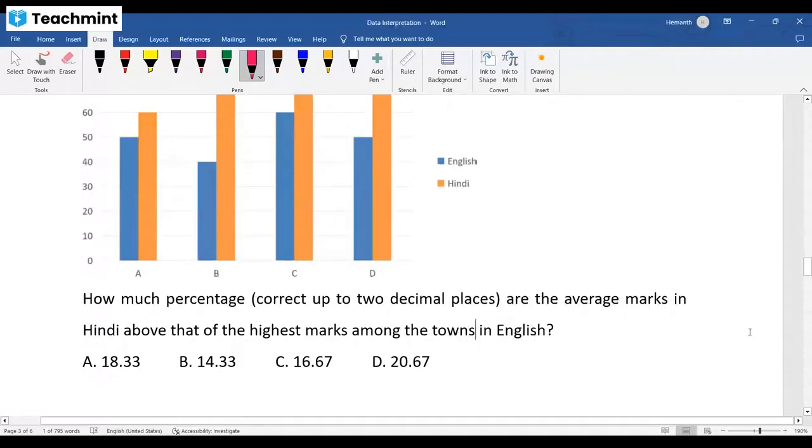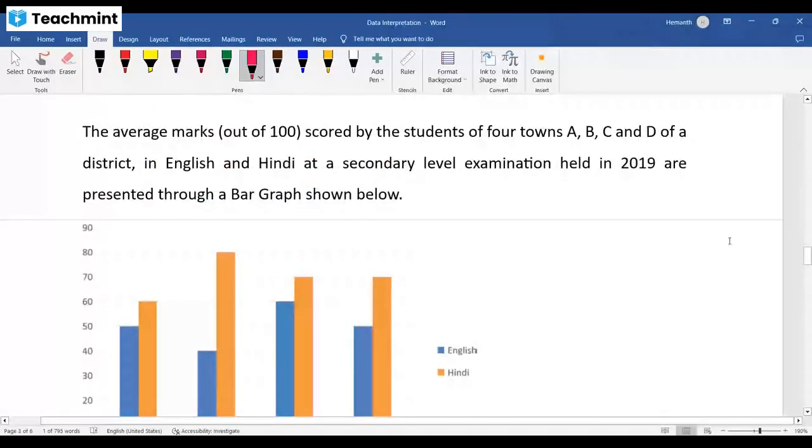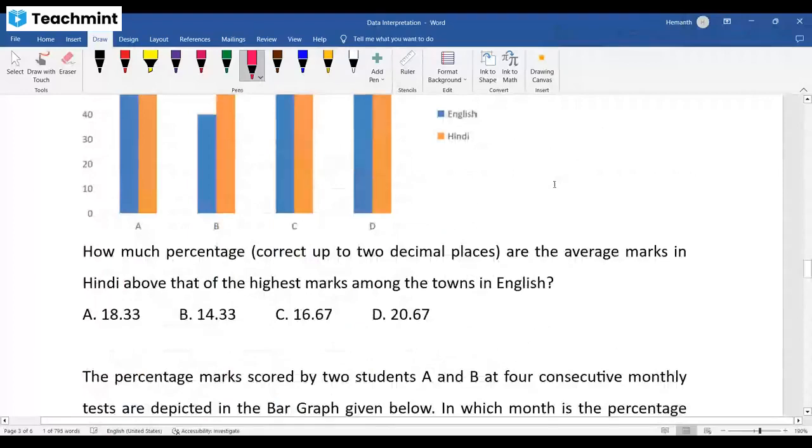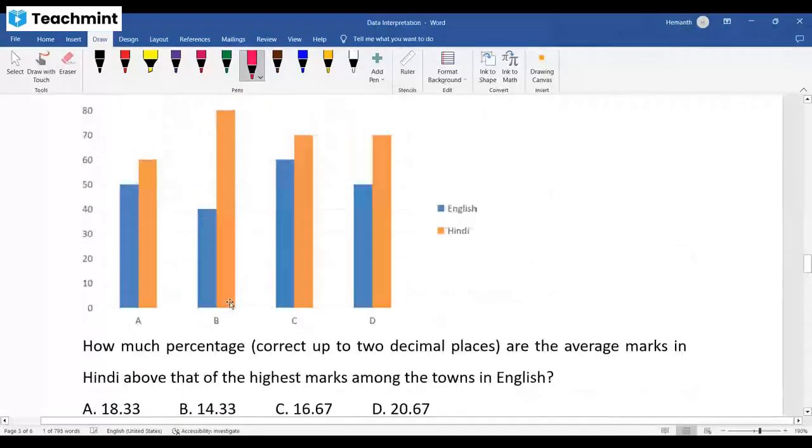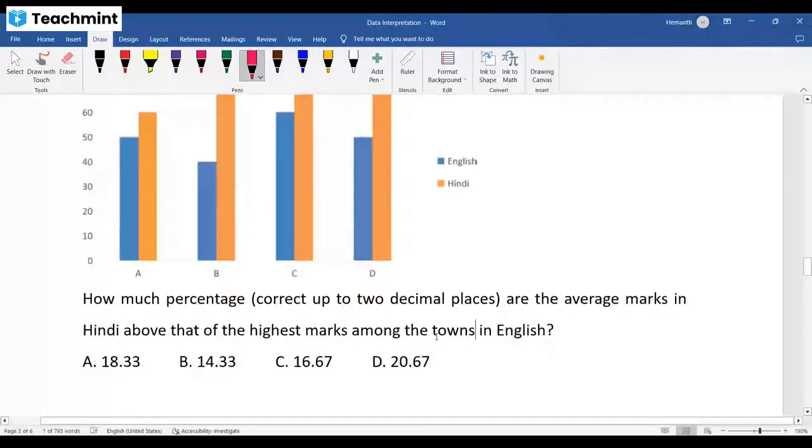Highest marks among the towns in English. No, it's not like towns. It may be some spelling error. What is that? Four towns only. I think this is regarding four towns. A, B, C, D are four towns. Among that, the highest marks among the towns in English. How much percentage are the average marks in Hindi?